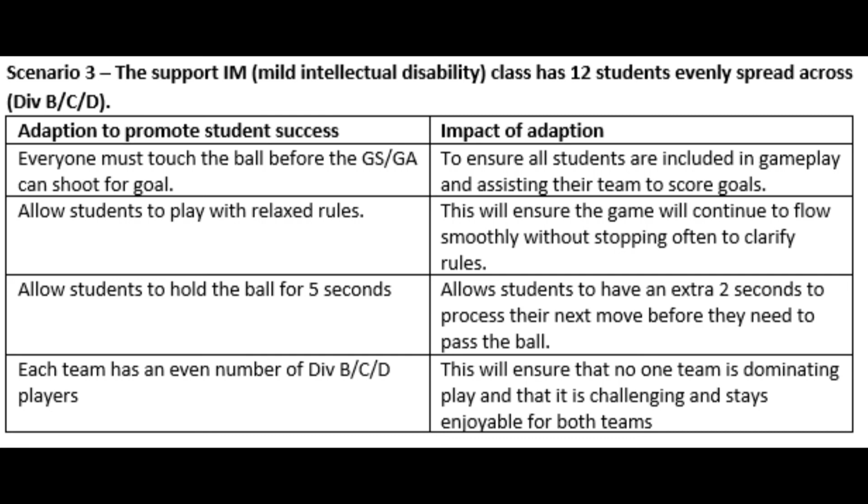The fourth adaptation is to ensure that each team has an even number of players from Division B, C, and D. The impact of this is that no one team will be dominating play, and that it is challenging and stays enjoyable for all students.